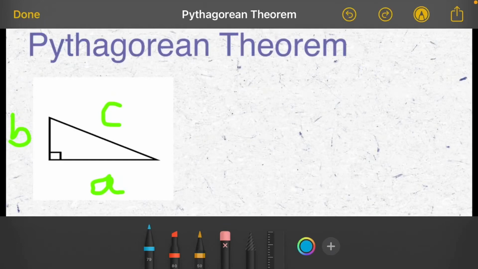Hello guys, today we're going to continue talking about the Pythagorean theorem. In the previous video we worked on an example where the hypotenuse was unknown. Today we're going to work on it as if side 1 or side 2 is unknown. To understand what I'm talking about, let's take this example.